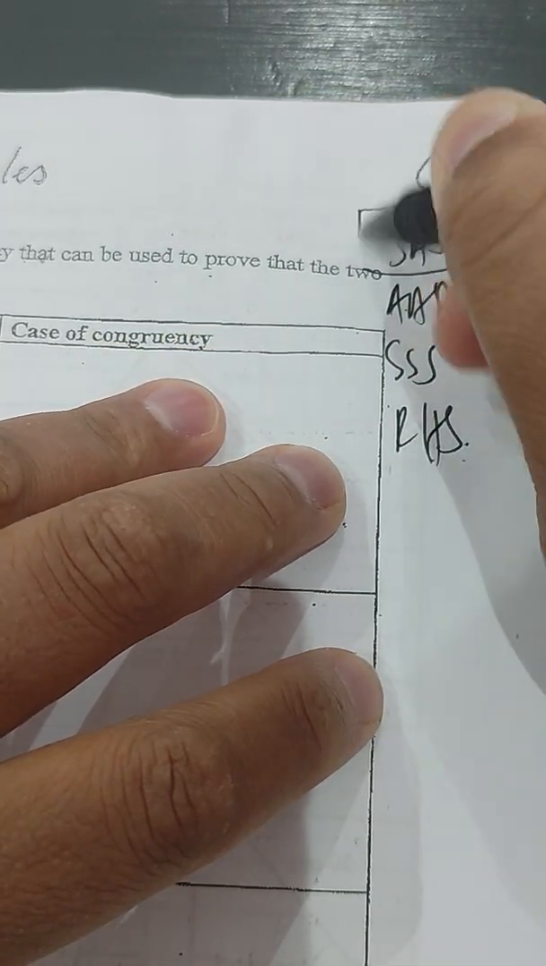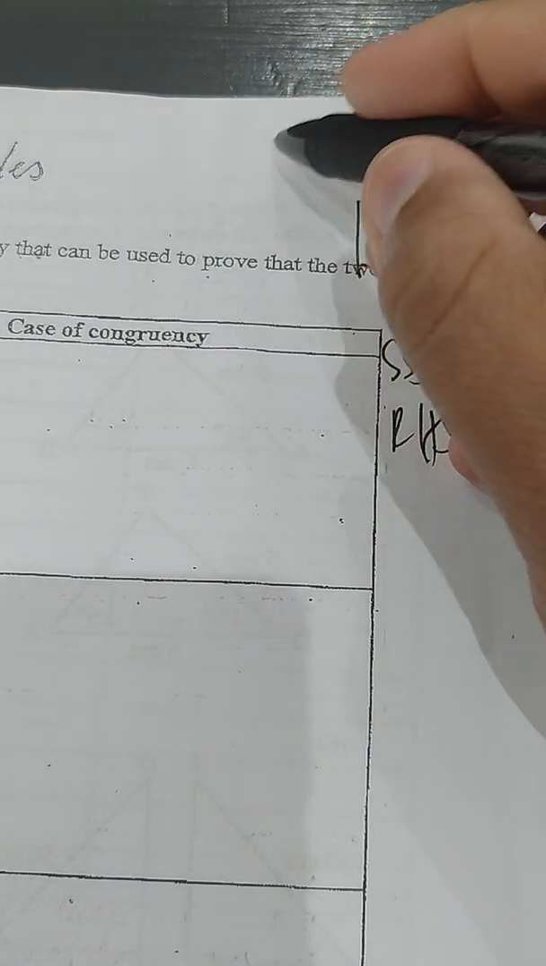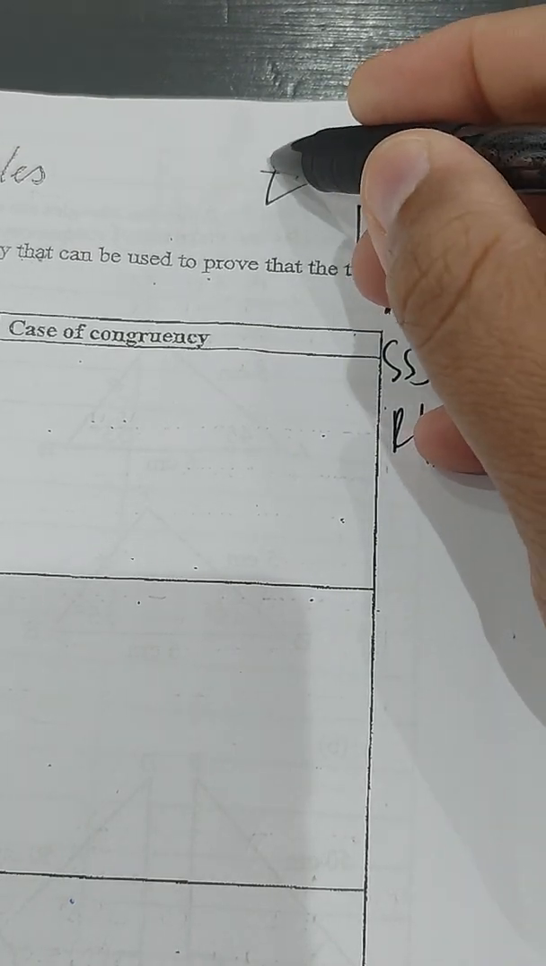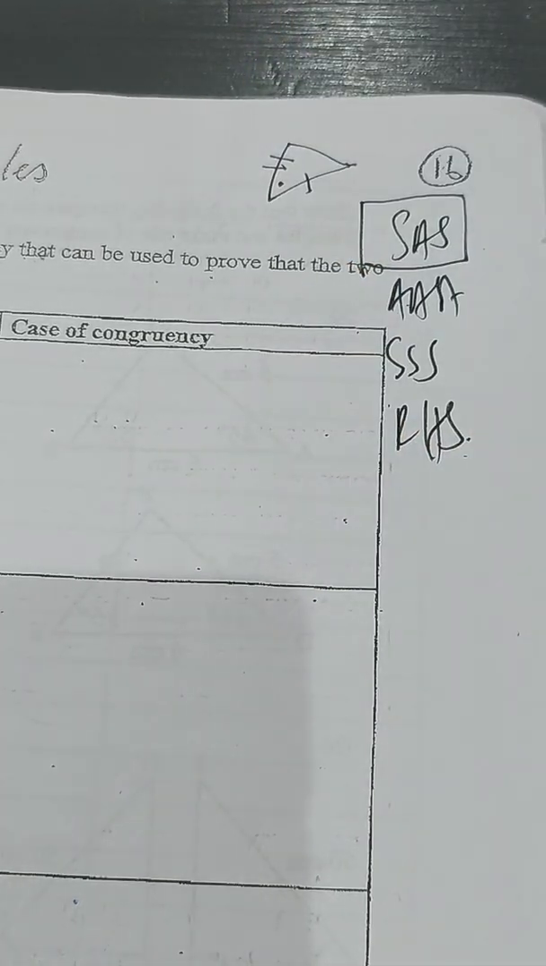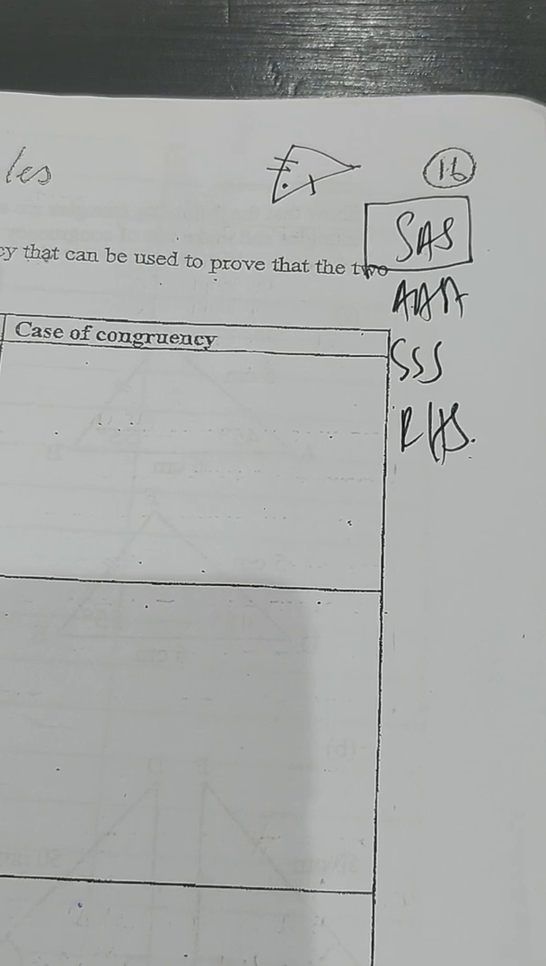For this one here, for that case of congruency, the angle must be the included angle here. Okay, so what does that mean? If I know that side and this side and I'm using an angle, it must be that the angle, the inclusive angle.